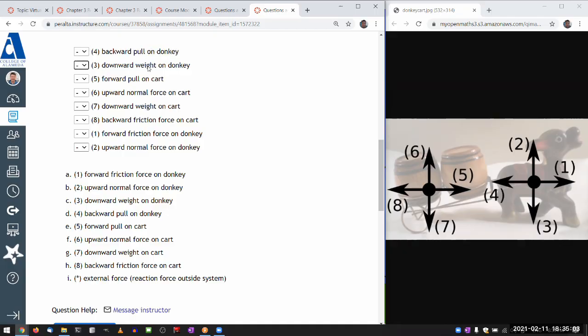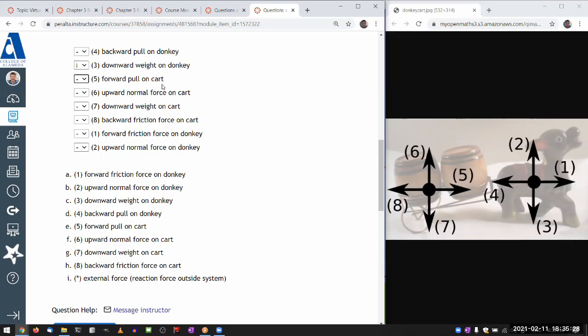The downward weight on donkey. So that's number 3 here. Again, I'm thinking of what is exerting that force. Weight is a gravitational force, and if it's gravity, it should be Earth that's exerting that force. Earth is not part of my system, so it's an external force. Let me just label that as an external force.